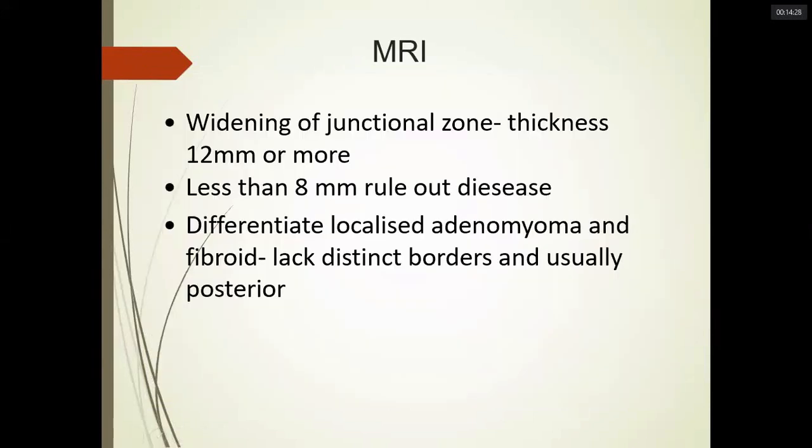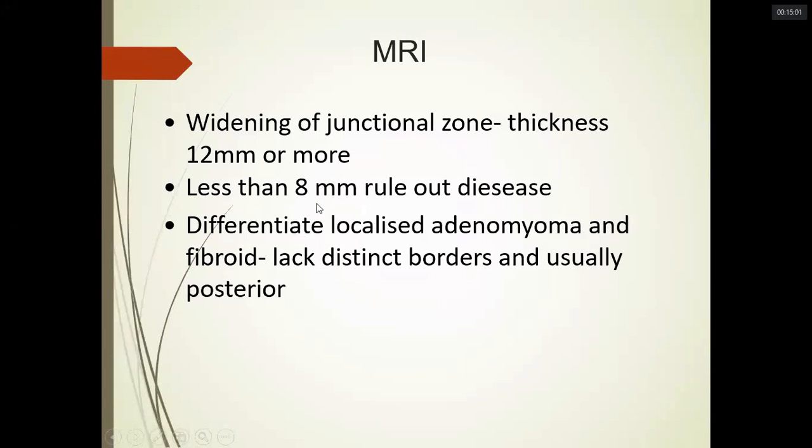However, the investigation of choice is MRI, which will help in the diagnosis of adenomyosis. In MRI, we can see a widening of the junctional zone, that is thickness more than 12 mm. If it is less than 8 mm, it will rule out the disease. It will rule out adenomyosis. So MRI will differentiate localized adenomyoma and fibroid.